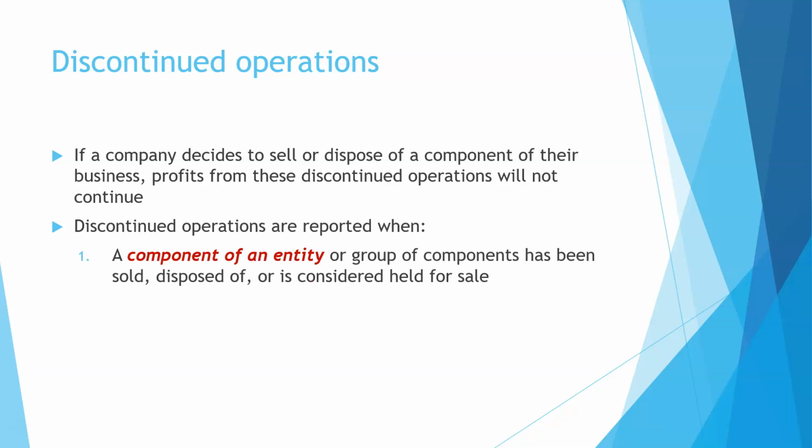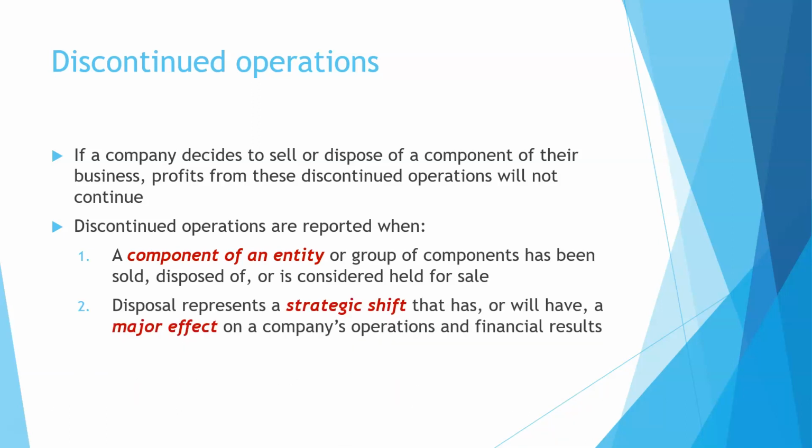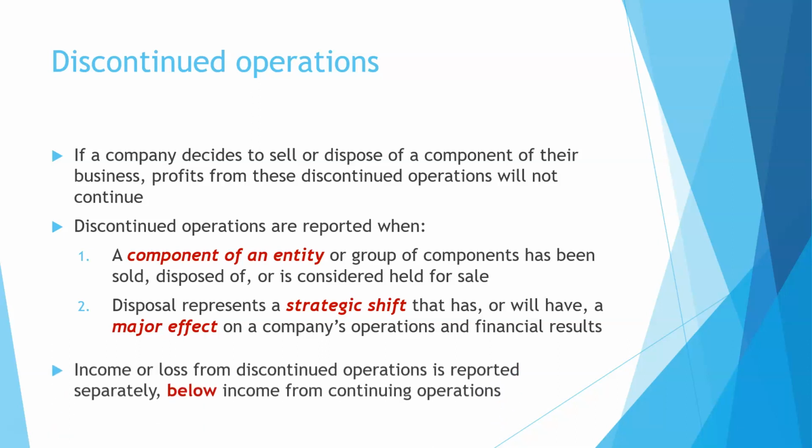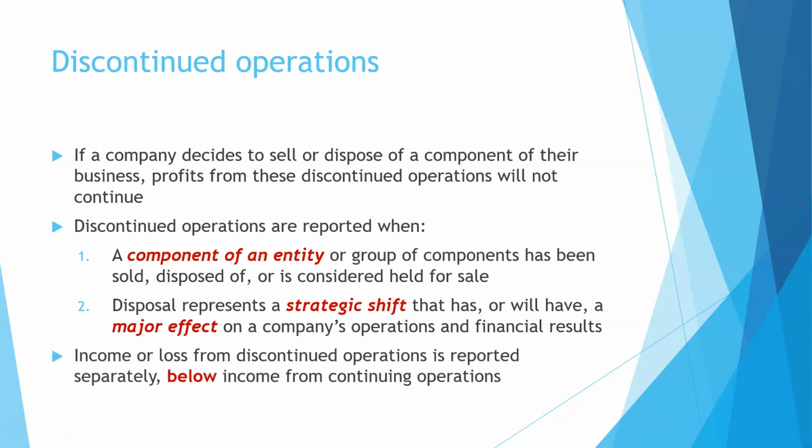A component of an entity or group of components has been sold, disposed of, or is considered held for sale. That's the definition of a discontinued operation. Or disposal represents a strategic shift that has or will result in a major effect on a company's operations and financial results. Income or loss from discontinued operations is reported separately below income from continuing operations.